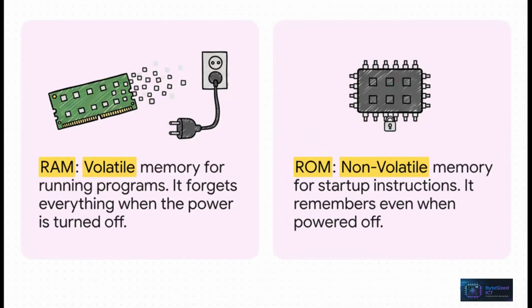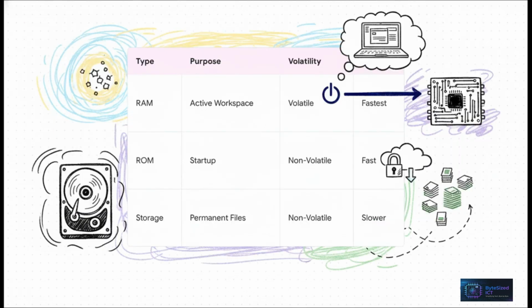Now, it's really important to know that not all memory is the same. RAM is your active, working memory, but it's volatile, which is a fancy way of saying it forgets everything as soon as you turn the power off. That's why you have to save your work. ROM, on the other hand, is non-volatile. It holds the permanent, unchangeable instructions the computer needs just to start up. You can think of it like the computer's basic instinct. So this little table gives us a quick summary. RAM is for your active work, ROM is for getting things started, and storage is for keeping your files forever. Each one plays a different role, balancing speed, purpose, and whether or not it forgets things.